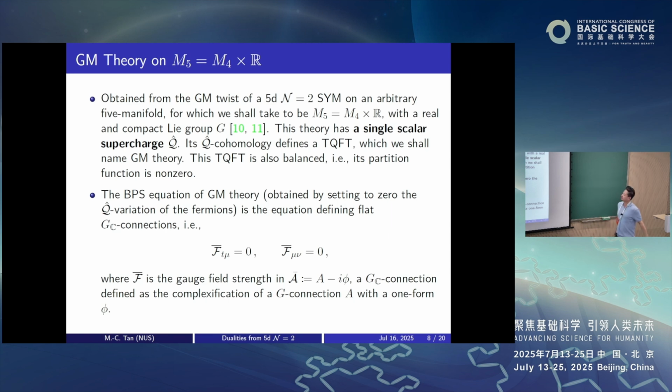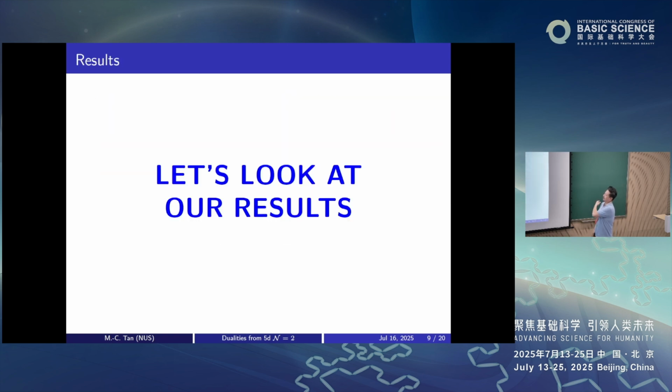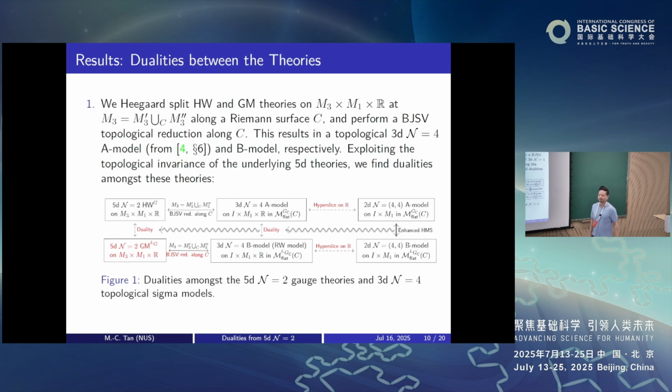Same thing, Q cohomology defines the T, and just like HW, its partition function is non-zero because it is also balanced. So that's the point here, right? So many similarities, so we're beginning to see that we should be comparing these two theories. All right, so this is the GM theory. Okay, now let's look at the results. I will summarize them in a diagram, and then we'll speak about the diagram, and if we have time, we'll go into the details of the calculations.